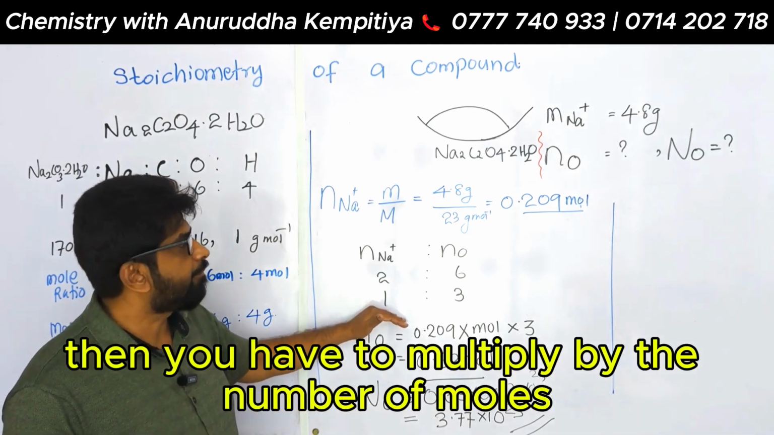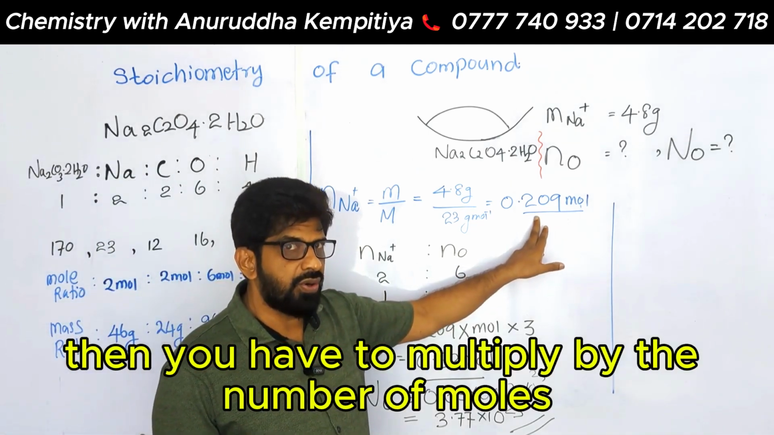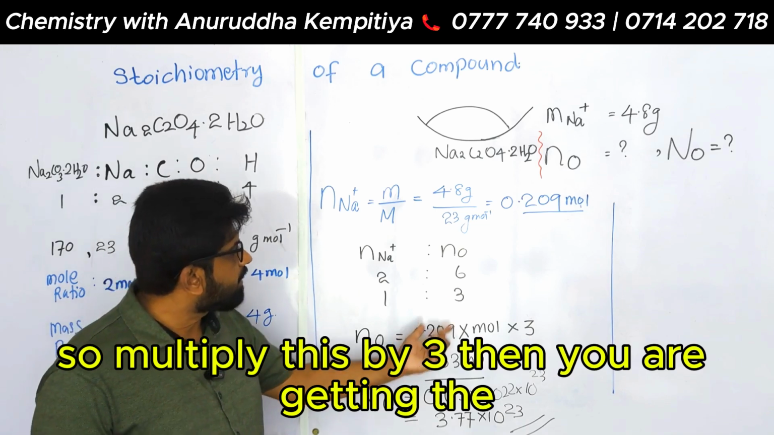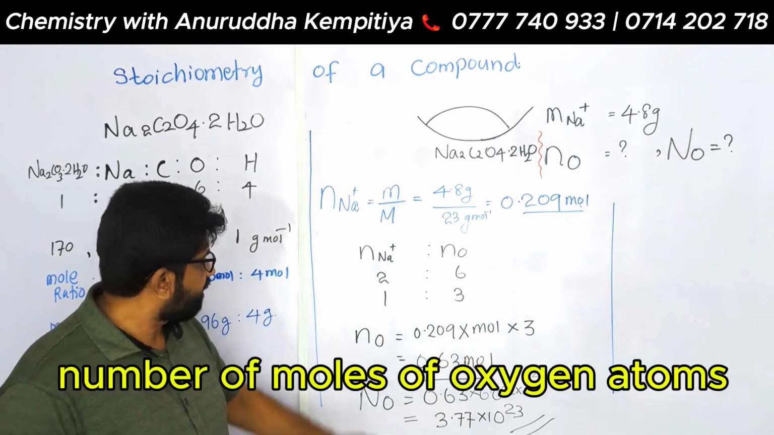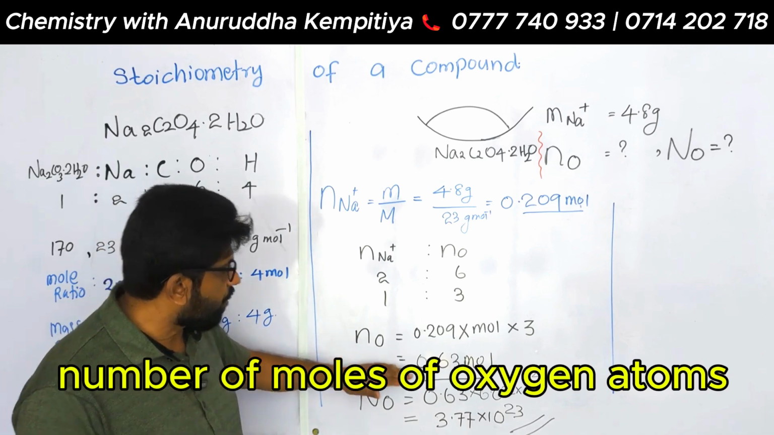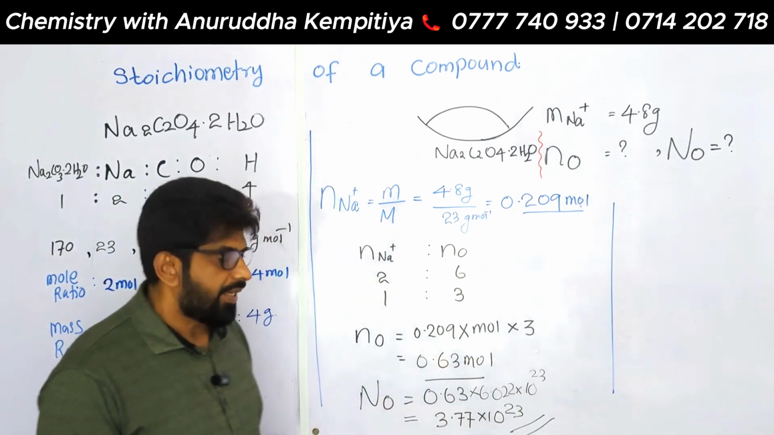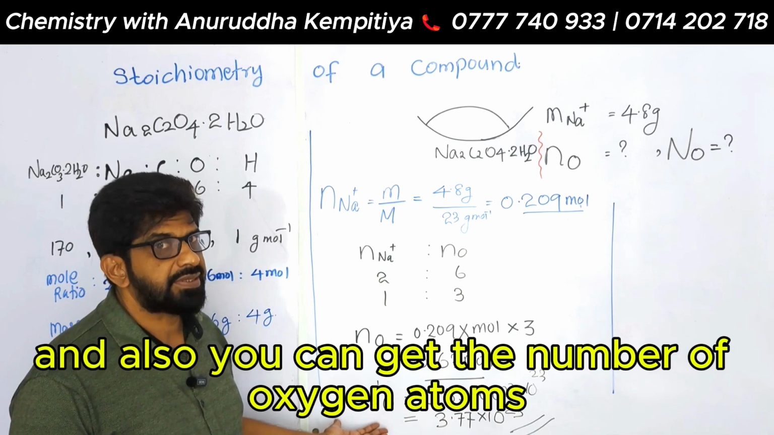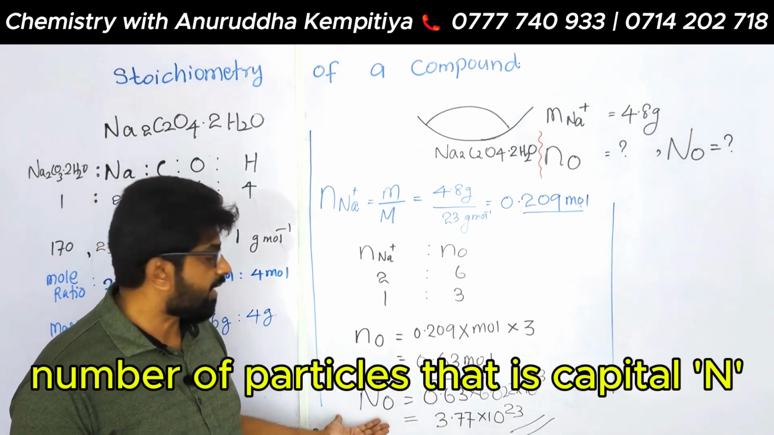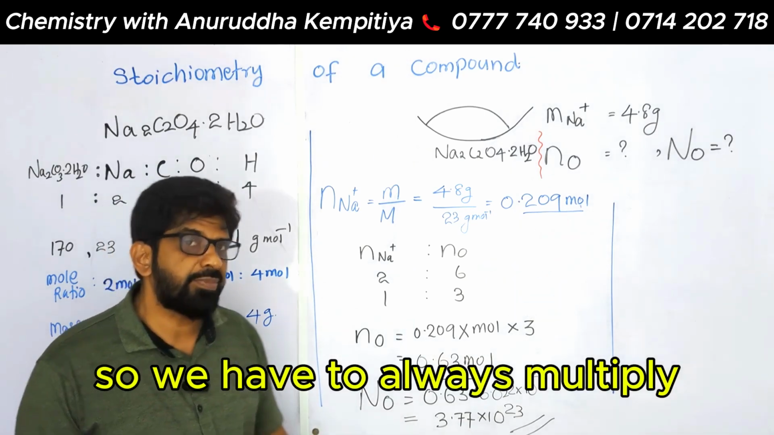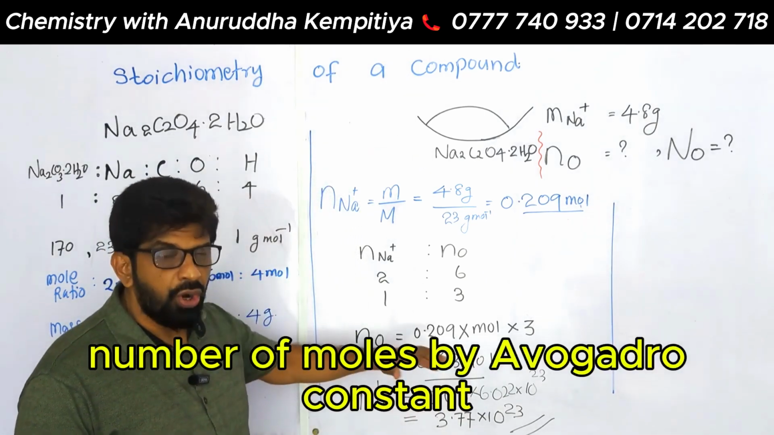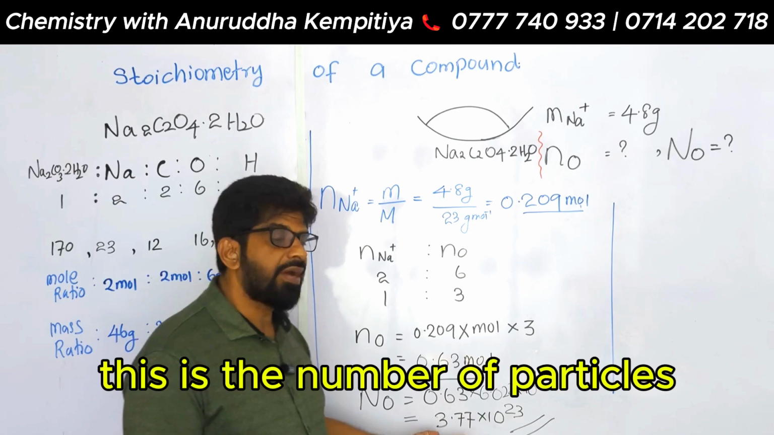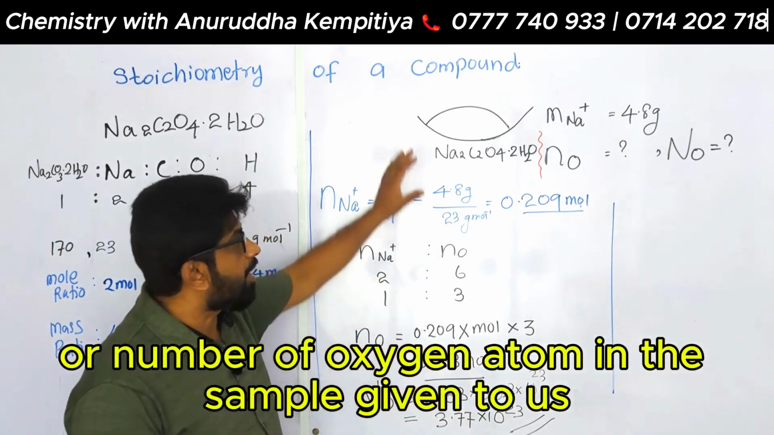Then you have to multiply by the number of moles that is available. So multiply this by 3, then you are getting the number of moles of oxygen atoms, the same as the previous one. Also you can get the number of oxygen atoms, the number of particles, that is capital N. We always multiply the number of moles by the Avogadro constant, then we get the number of particles. So this is the number of oxygen atoms in the sample given to us.